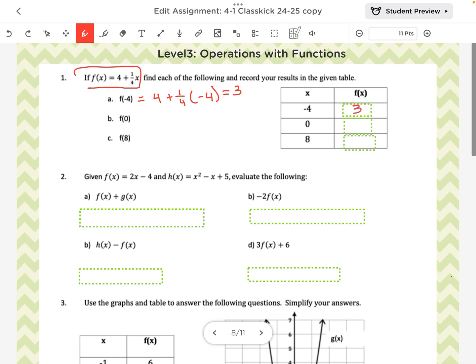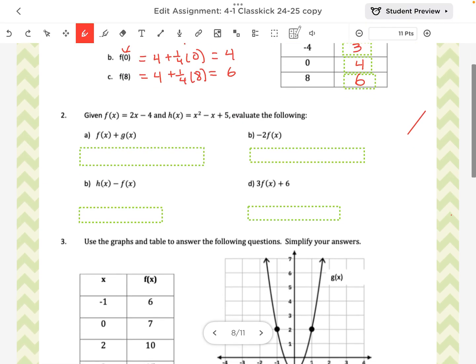And then you're going to do the same thing with all the other values. So the number in the parentheses is always your x. So I'm going to replace the x with 0. And this is going to give me 4. So there's that value. And then the next one is replace the x with 8. And you can use your calculator again. This is going to give me 6. So that's my table of values.